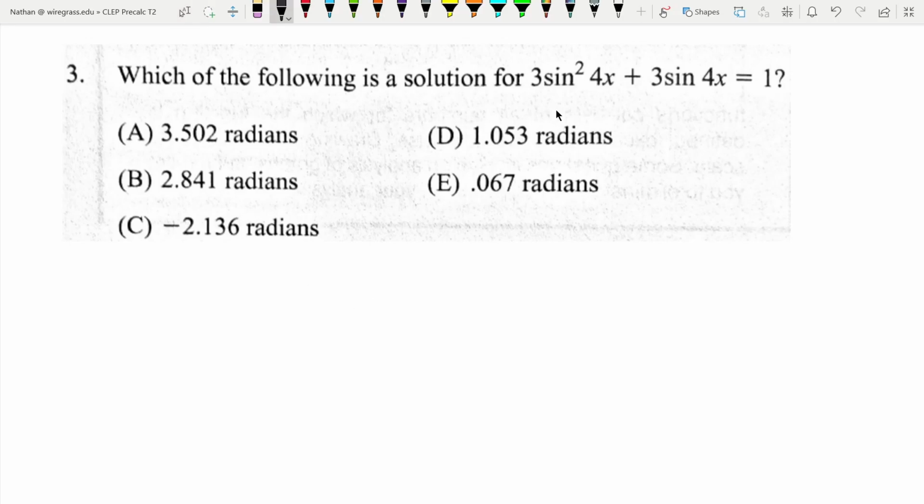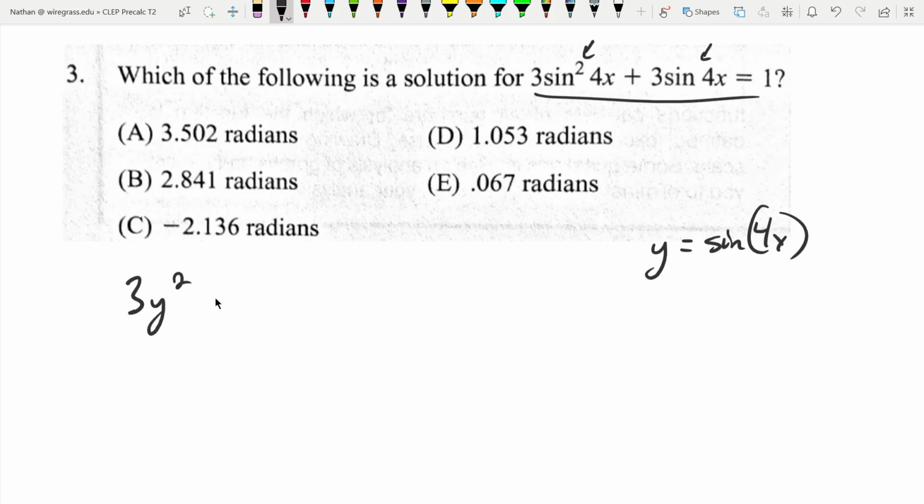Which of the following is a solution for this equation? Well, you can see that this is a sine squared and a sine, and so we can actually change this to a quadratic by just making this substitution. And so that gives us 3y squared plus 3y minus 1 equals 0.